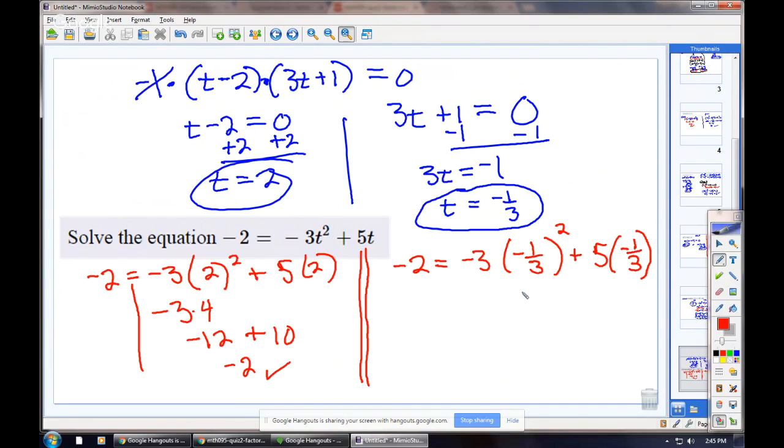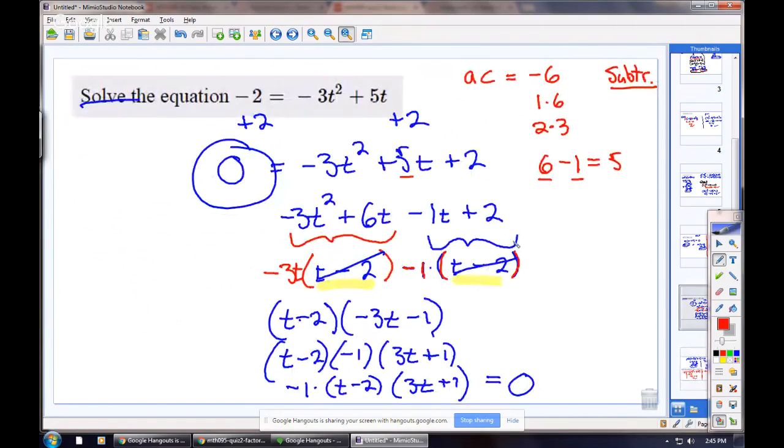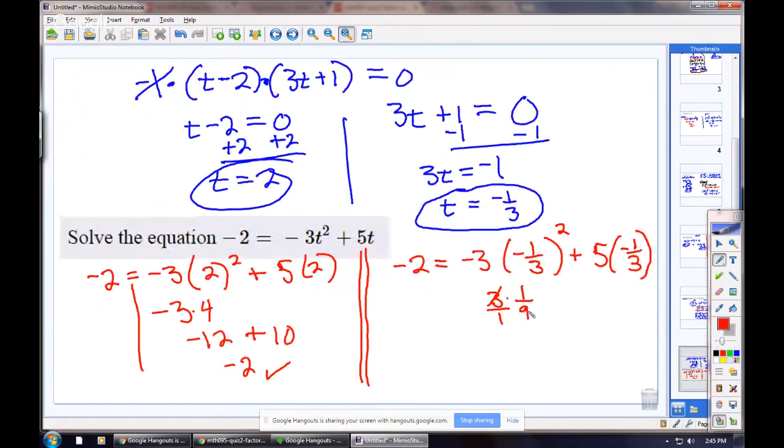1/3 times 1/3 is 1/9. Multiplying that by 3, we'll call that 3/1. 3 goes into 9 3 times. So that gives me a 1/3. Over here, I've got, let's call that 5/1. Nothing cancels. 5 times -1 is a -5. Denominator, 1 times 3 is a 3. We have a common denominator.